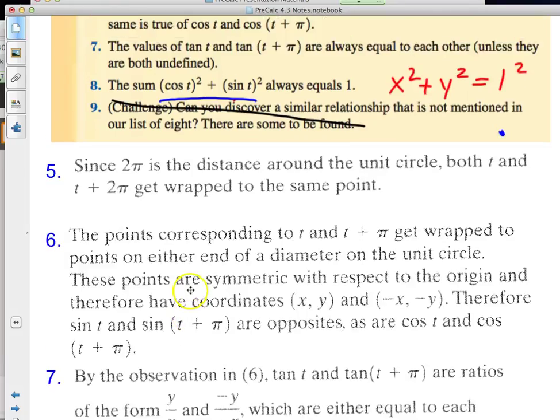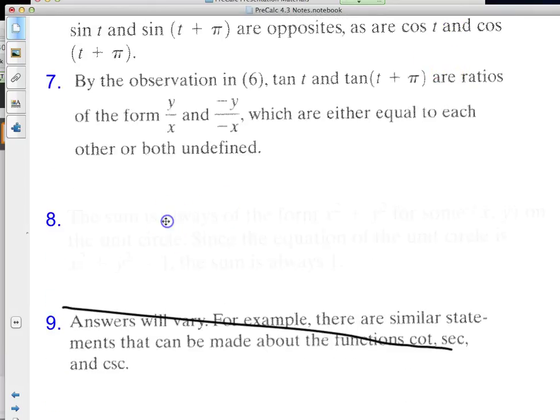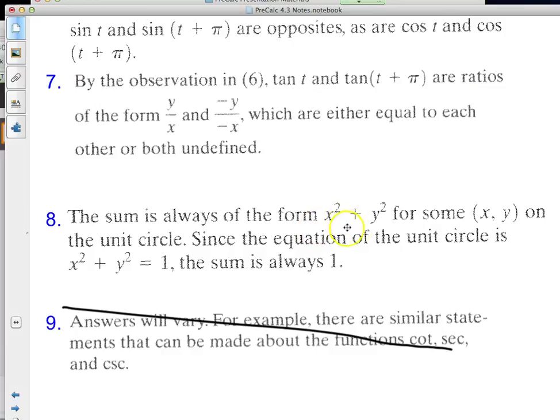Now in 8, the sum cosine t squared plus sine t squared is always equal to 1. This is known as a Pythagorean identity, okay? And that's taking, remember, cosine is x, sine is y, that's x squared plus y squared, my coordinates to get to my point on the circle, and my hypotenuse is 1. So the sum is always of the form x squared plus y squared for some x, y on the unit circle. Since the equation of the unit circle is x squared plus y squared equals 1, the sum is always 1.